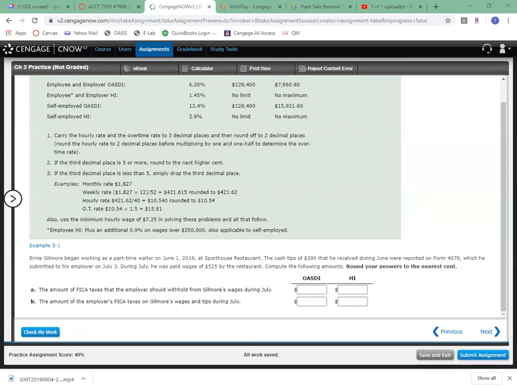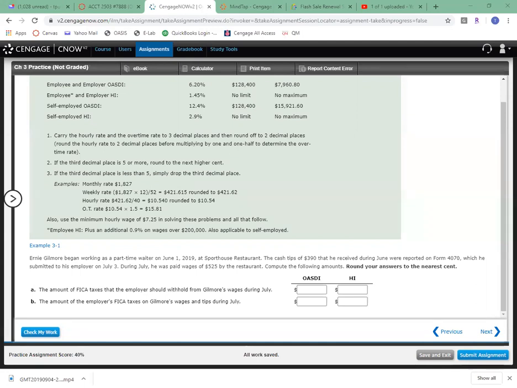We are going to look at a situation here where we have a part-time waiter. Again, as long as this tipped employee makes more than $20 in tips a month, those wages are taxable. Ernie Gilmore began working as a part-time waiter on June 1st at Sport House Restaurant. He received $390 of cash tips, and they were reported in June. So those were reported to his employer.